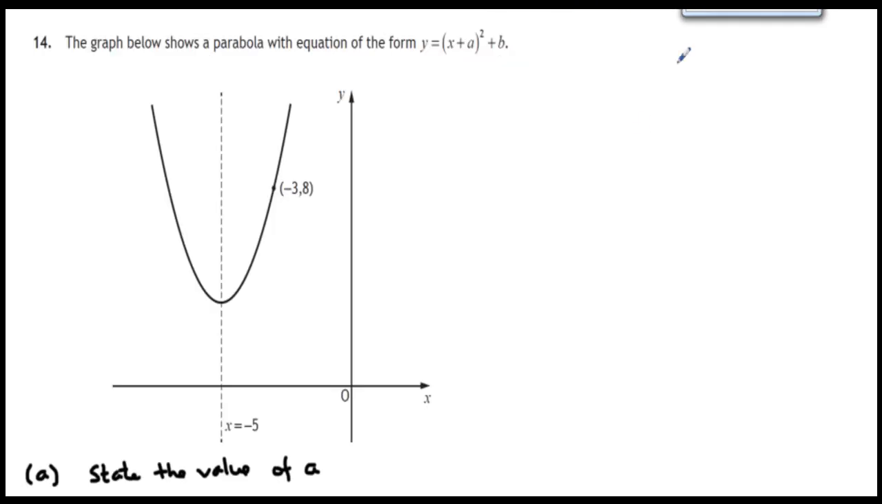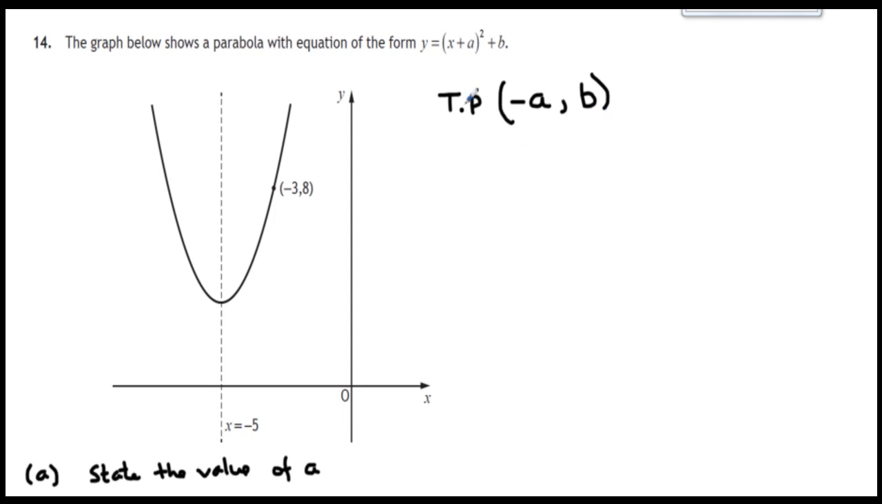The graph below shows a parabola with the equation of the form y is equal to (x plus a) squared plus b. So this is your completed square. Now from a completed square, to work out what the turning point is, you take the value inside the bracket with the x and you change the sign because you really want that bracket to be 0. So the turning point, the x coordinate, has got to be minus a, and you just read off the y coordinate from the bit at the end. So that's the background behind that.